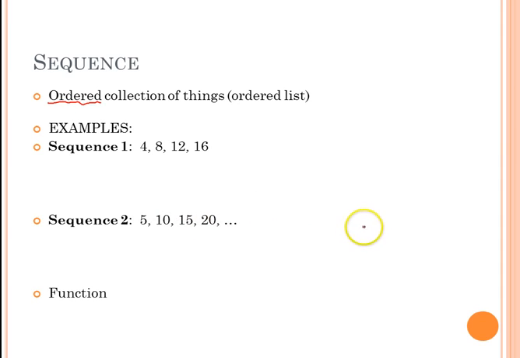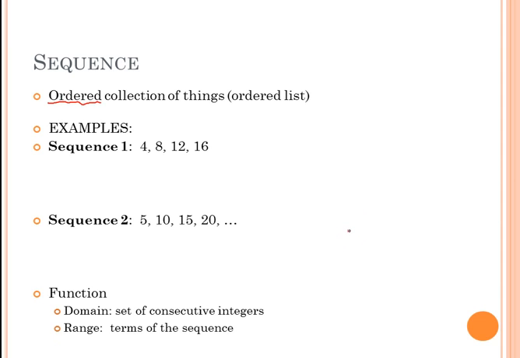Now, a function, we've talked about functions before. We've also talked about domain and range. We're going to rephrase what we've talked about in the sense of domain and range before. Now, domain, as we hopefully can remember from the past, is your x's. And remember, your x-axis goes left and right. Range is your y's, and your y's go up and down. Now, the domain is the set of consecutive integers. Okay, set of consecutive integers.